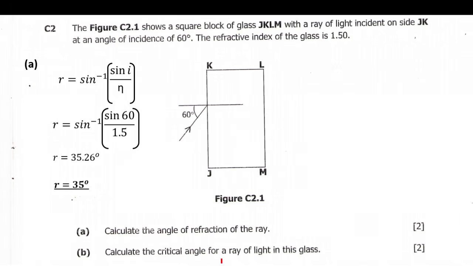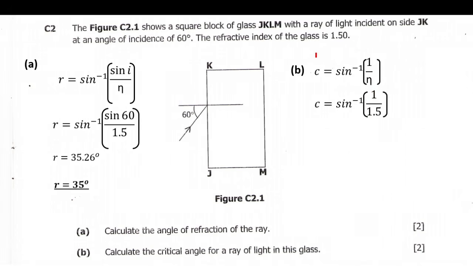Then B, calculate the critical angle for a ray of light in this glass. So they want us to calculate the critical angle for a ray of light. It is always the same. Critical angle is equal to sine inverse of 1 over the refractive index. Then we substitute 1 divided by refractive index 1.5. After we do the calculation, we discover that critical angle is 41.8. Then we write it as a whole number. Critical angle is equal to 42 degrees.